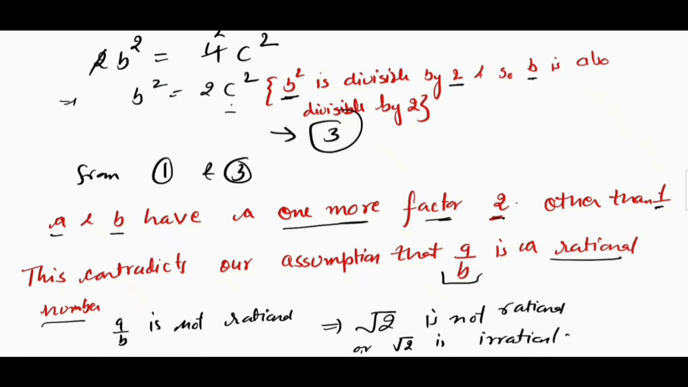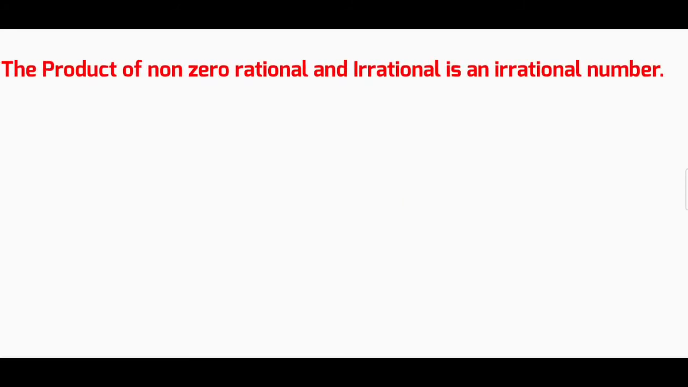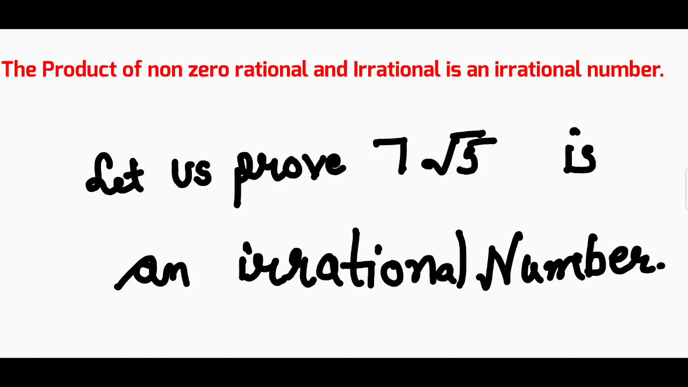Okay, this concept is by using the fundamental theorem of arithmetic and this theorem: if p is a prime number and p divides a square, then p divides a, where a is a positive integer. By using this theorem, we have proved that square root of 2 is irrational. So we know that the product of a non-zero rational and an irrational number is always an irrational number. So let's see how we can prove the irrationality of such a number.